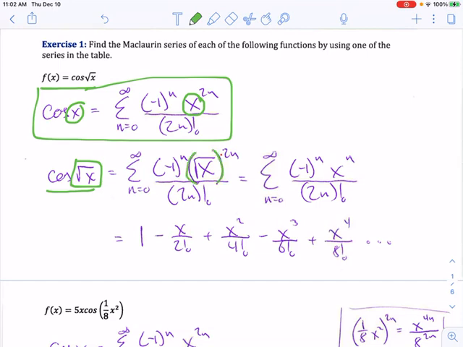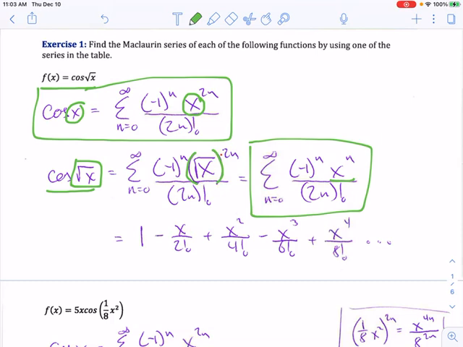And then simplifying that, the square root of x to the 2n simplifies to x to the n. And that's it. For this particular function, the cosine of the square root of x, this is the Maclaurin series representation. That's all there is to it.